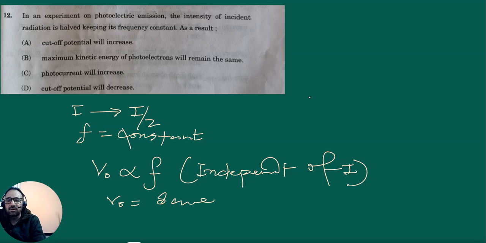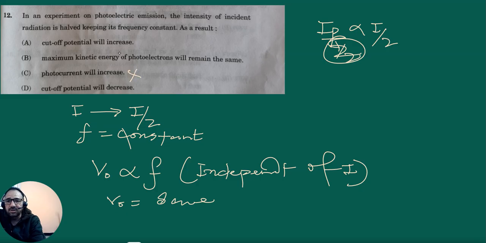Photocurrent is independent of frequency. It depends on the intensity only. The photocurrent I can write as directly proportional to intensity. If you make it half, photocurrent becomes half. It means current is not increasing, it is decreasing. It means the third option is wrong.